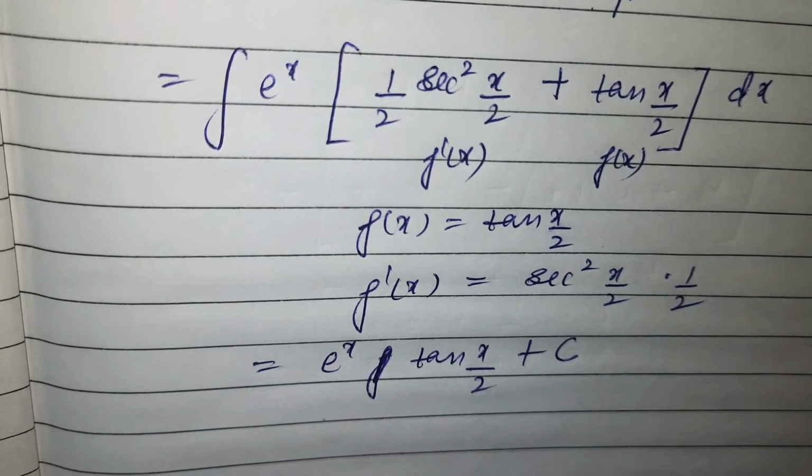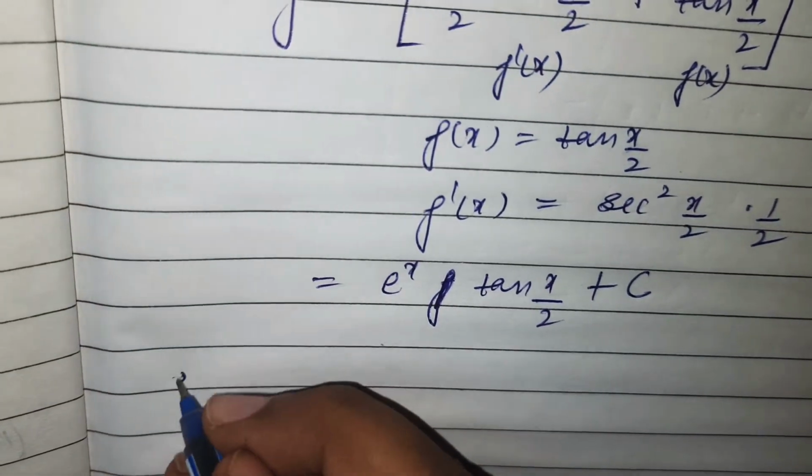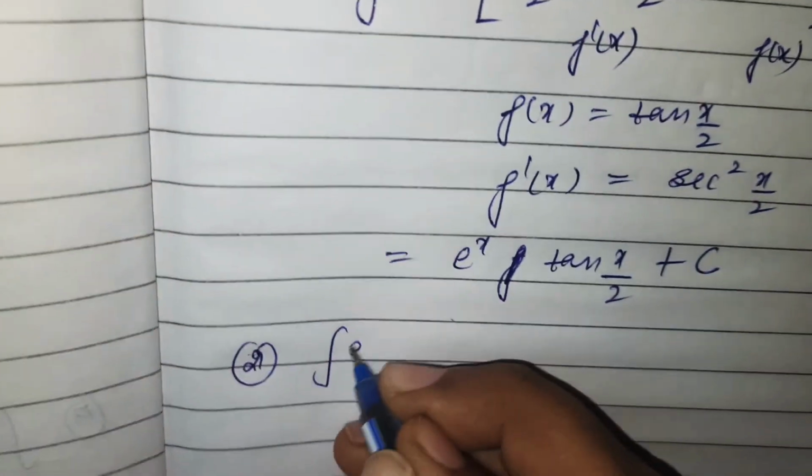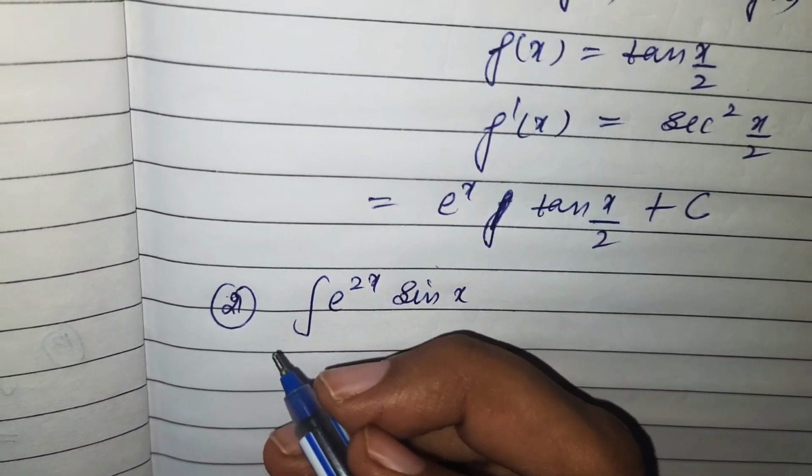Now come to question number 21. In question number 21, e raised to the power 2x sin x. This question you need to understand.